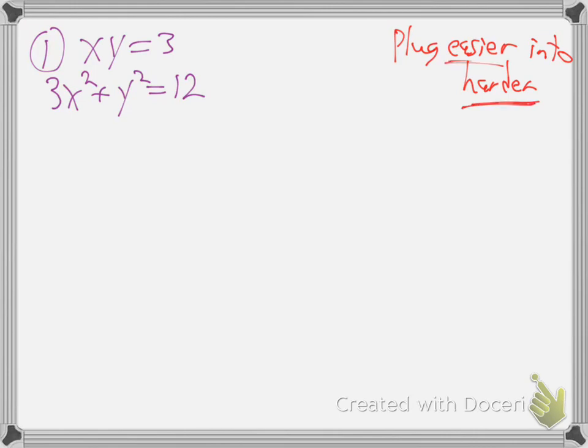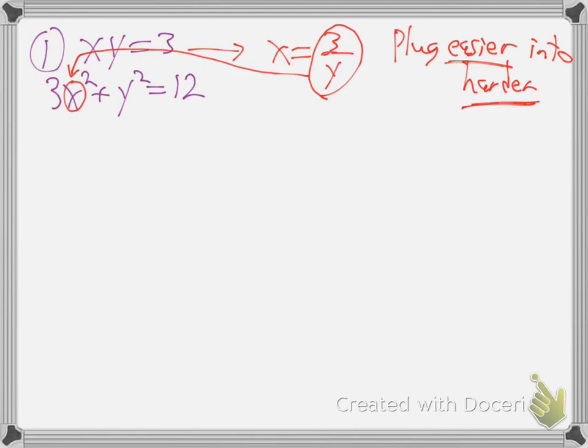So which one's the easier equation? The top one, huh? So you can get x alone or y alone, doesn't really matter which. I'll just get x alone. So x is 3 over y, and I'll plug that in right there for x in the other equation. So start with the easy one, get x alone or y alone, whatever, plug into the other one.